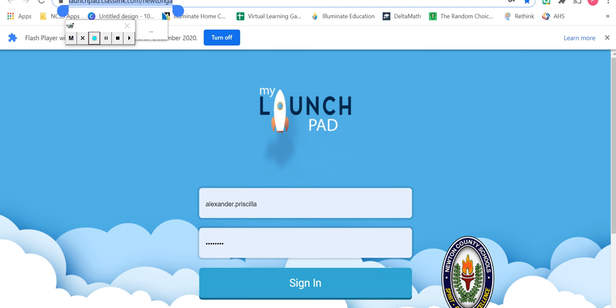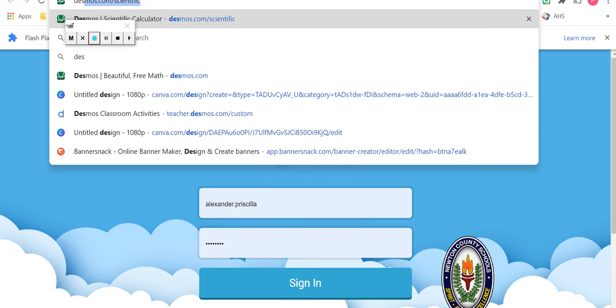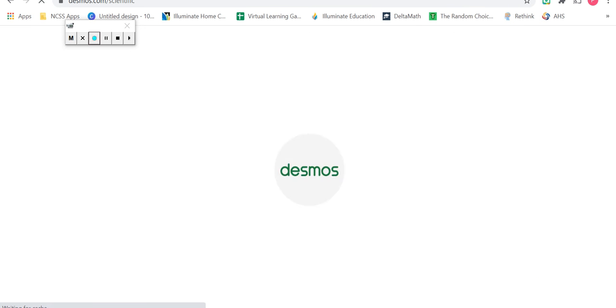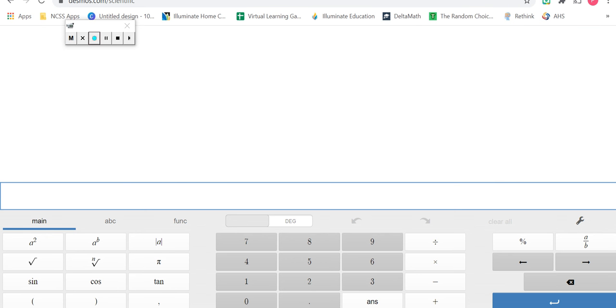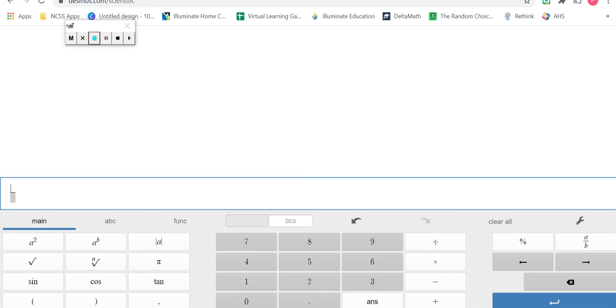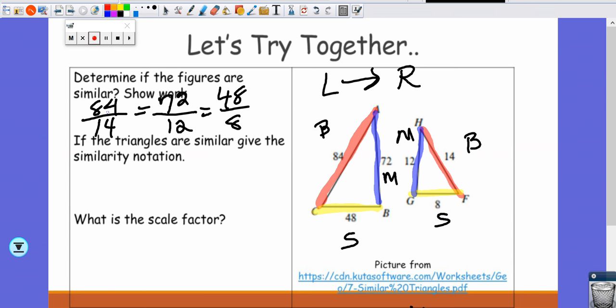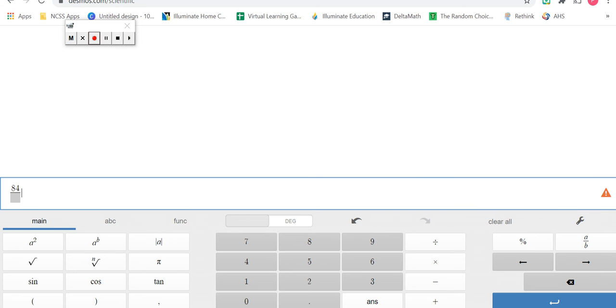So you can type in Desmos scientific calculator, and it's on the PDF as well. And then I'm going to break down those fractions. So this is my ABC key, and it was 84 over 14, which is 6. All right.